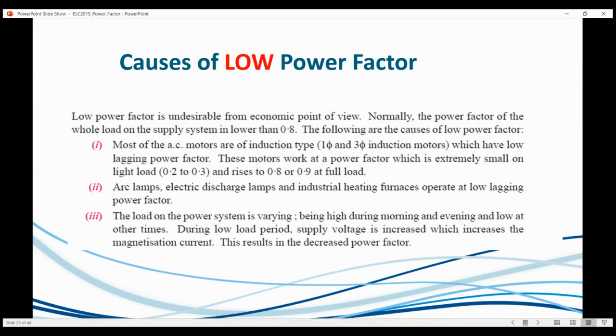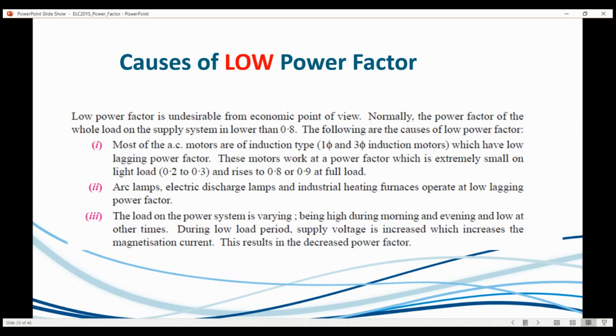They're saying AC motors, whether it be single phase or 3-phase, have a low lagging power factor. These motors work at a power factor which is extremely small on light load, then rises to full load. That is why it's very important for your motors to be run at full load, and not at most of its capacity versus a light load. So you might think you're running a light load, even though it's rated less, but you're actually generating more kVA.